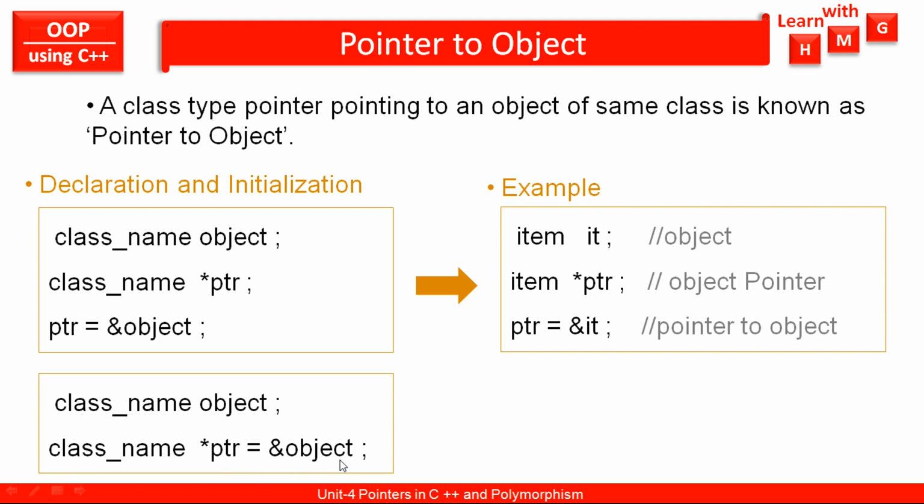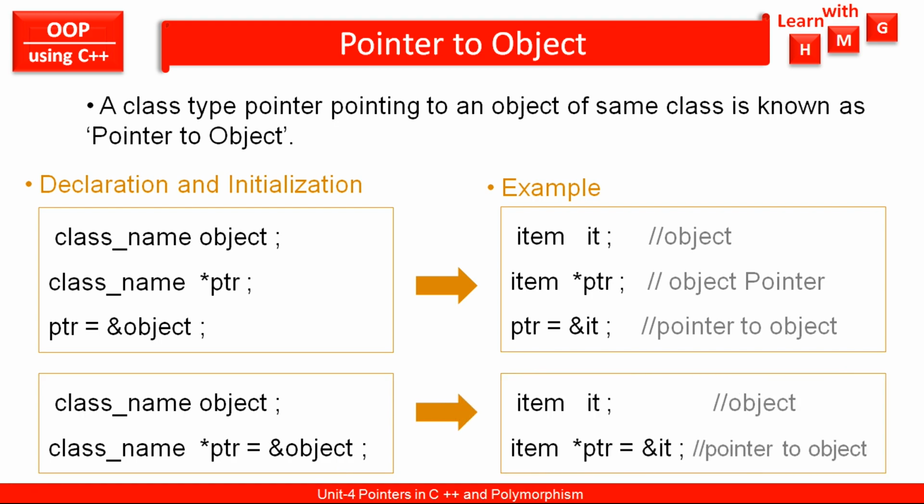Let us see the example of this type of syntax. So in first step I am creating an object IT of the type class item, and in second step the pointer is initialized with the address of IT object. So in this second step, item *ptr, here the pointer is declared as well as it is initialized with the address of IT object.